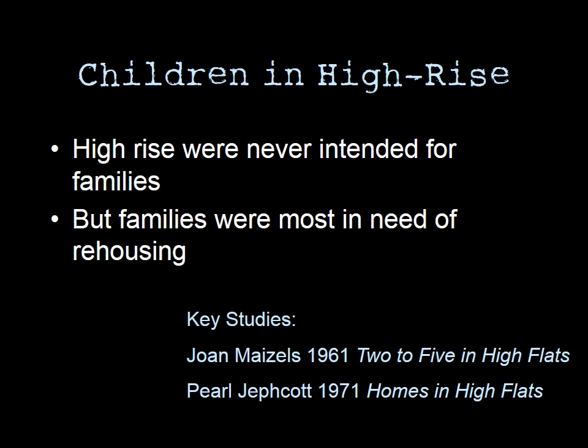And again, I mentioned children there. Children were never supposed to be in high-rise flats, but it was families with children who were most in need of rehousing, so that when you start building tower blocks, then it's inevitable that families with kids are going to end up in them. And there were a couple of really key studies in this period. Joan Maizels' 1961 report, Two to Five in High Flats, and then 10 years on, Carl Jeffcott's 1971 Homes in High Flats. Both demonstrated that children raised in tower blocks socialised less than their peers, and there were a variety of other problems associated with them.